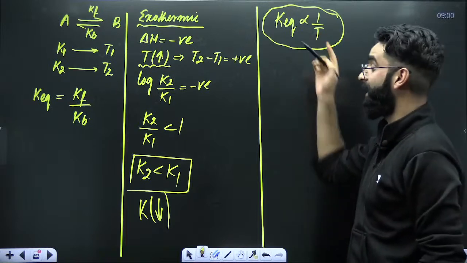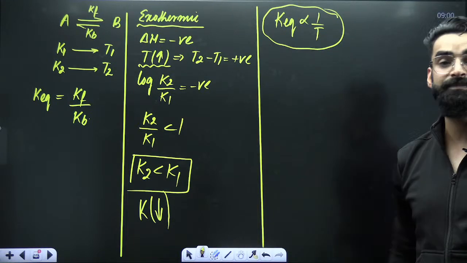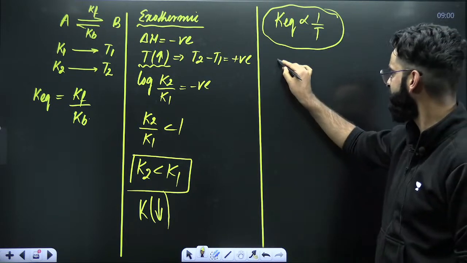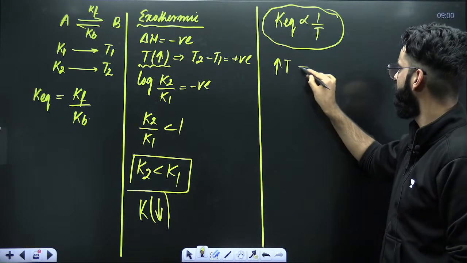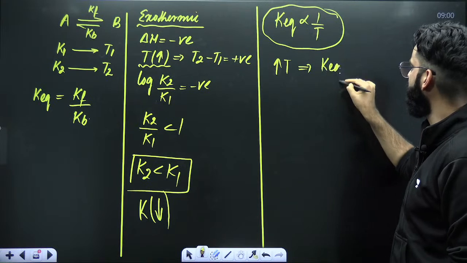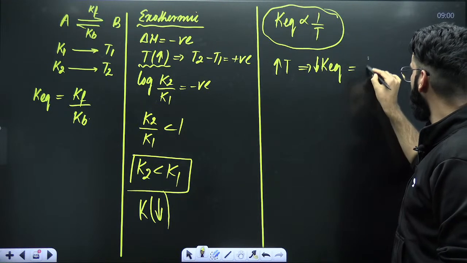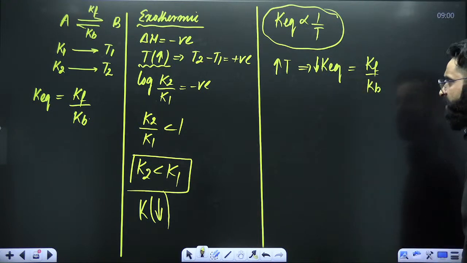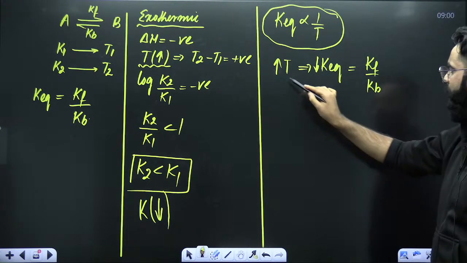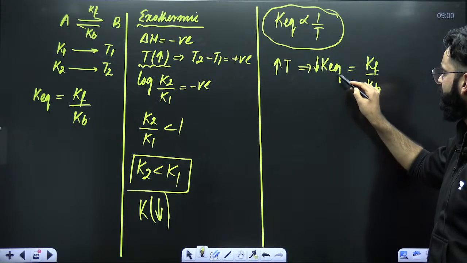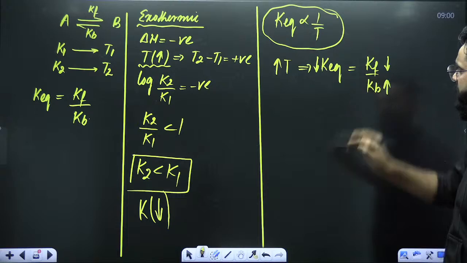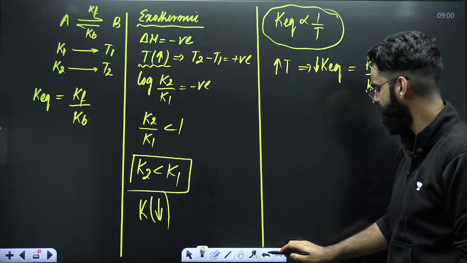In case of exothermic reactions, equilibrium constant is inversely proportional to temperature, right? Now, what does it mean? It means when you increase the temperature, equilibrium constant decreases. But equilibrium constant is basically Kf by Kb, right? On increasing the temperature, equilibrium constant decreases. Does that mean this value decreases and this value increases? Then only Keq will decrease? No, that's not the case here.